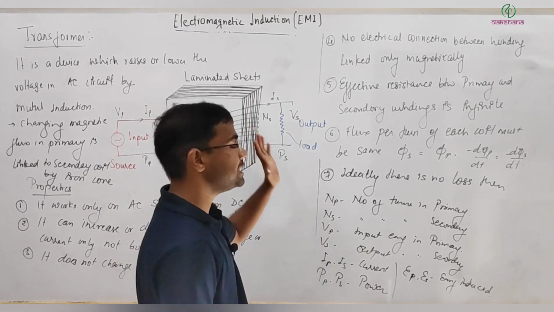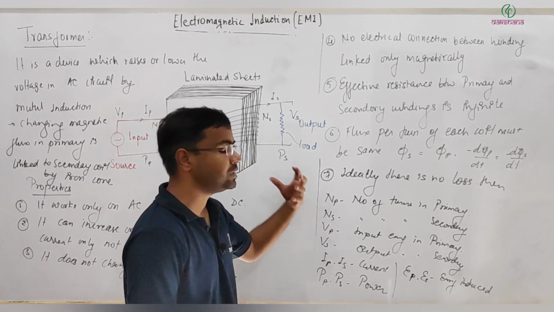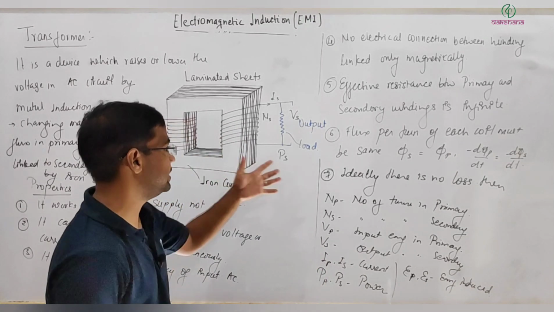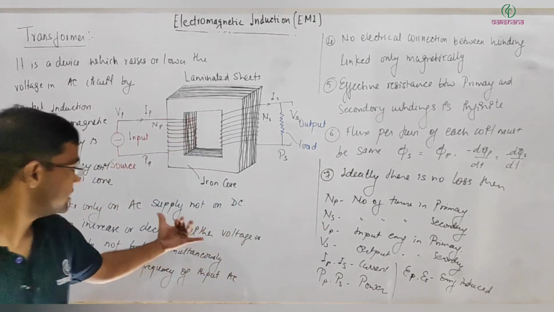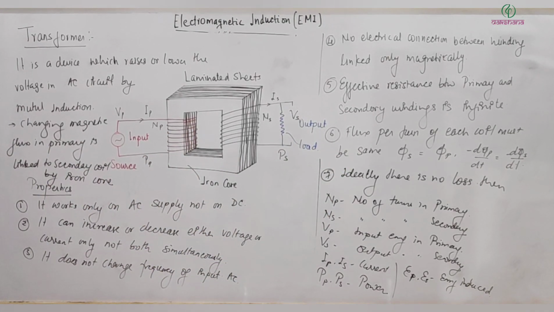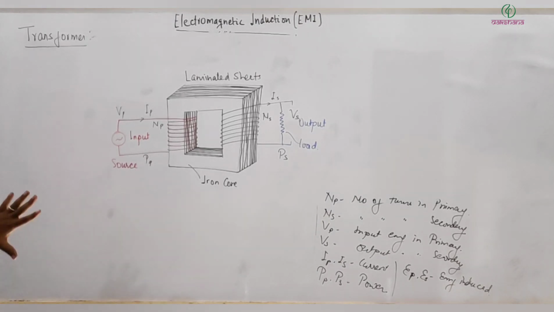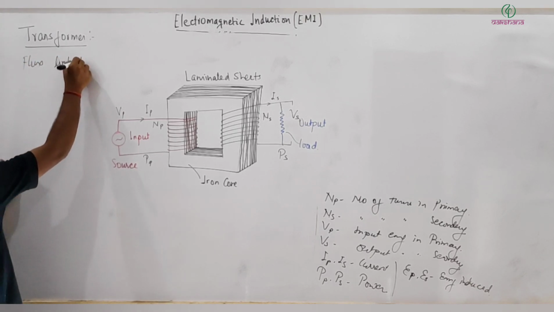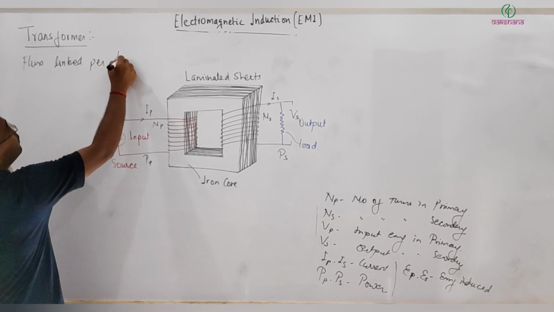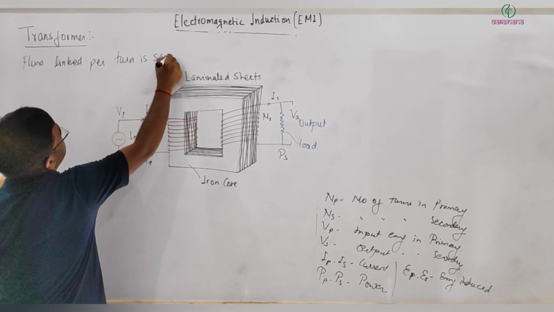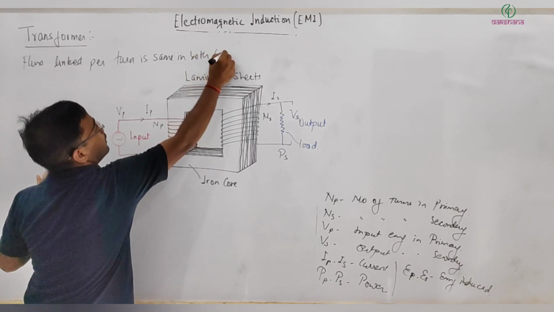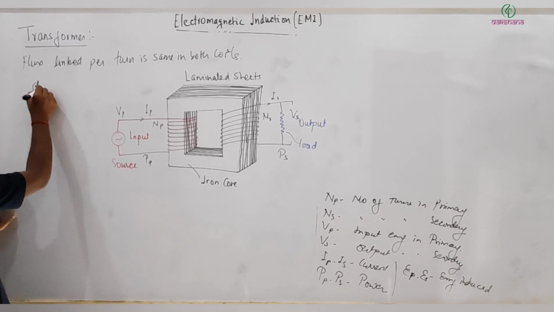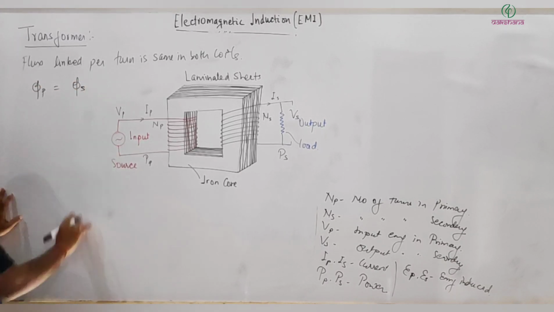So these are some symbols which will be used. Let me tell you how these things are related and how it actually increases EMF, or increases potential difference, by decreasing current. That happens with the flux. Let me just erase this part. Okay, so the point here is that the flux linked per turn is the same in both coils, primary and secondary. Flux linked per turn, so phi primary is always equal to phi secondary.